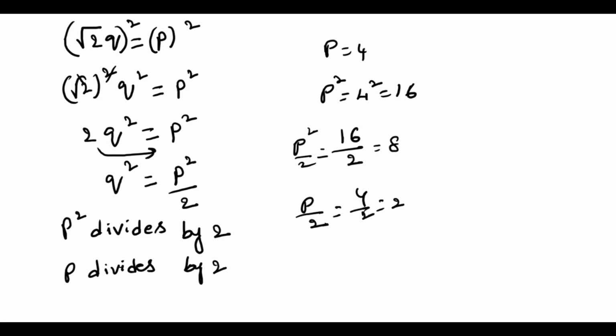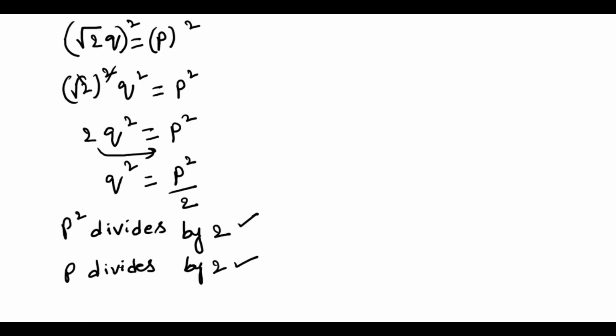So what does it mean here? P square divides by 2 means p also should divide by 2. So this is one of the points I have taken. That means p is a multiple of 2. P divides by 2 means p is a multiple of 2. Don't forget that point.